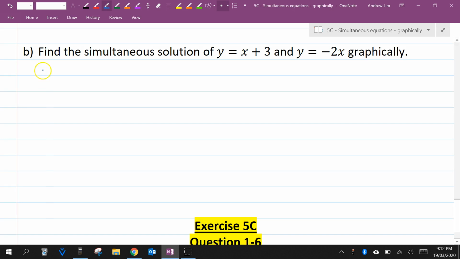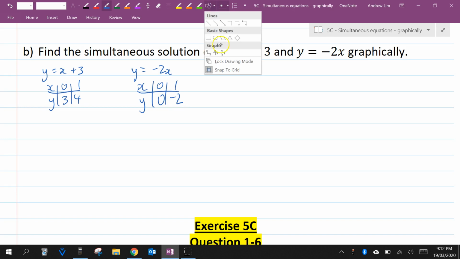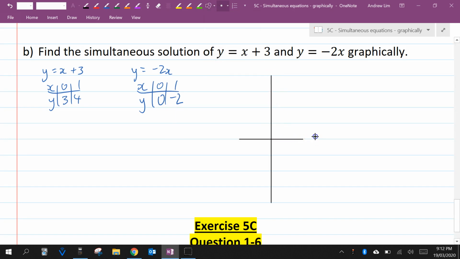Okay, so we'll have a look at the first one, y equals x plus 3. We can use table values x, y, 0, 1, 3, and 4. We have y equals minus 2x, x, y, 0, 1, 0, and minus 2. Okay, so let's graph them.